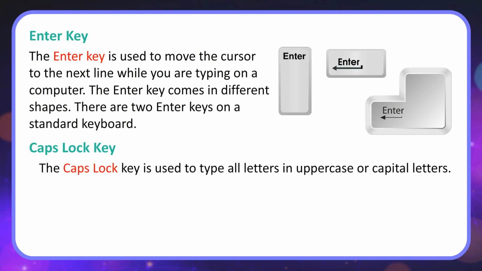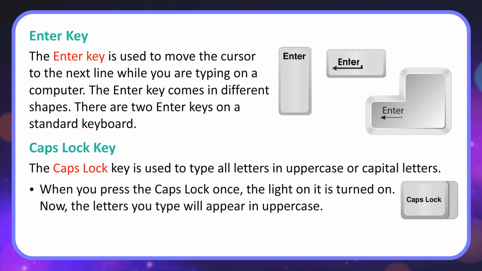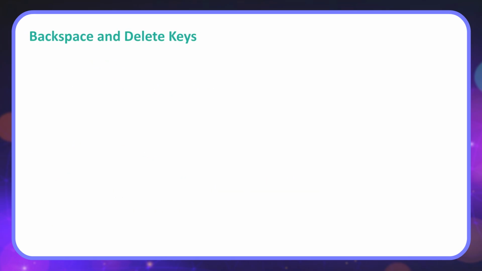Caps lock key. The caps lock key is used to type all letters in uppercase or capital letters. When you press the caps lock once, the light on it is turned on. Now, the letters you type will appear in uppercase. When you press it again, the light is turned off. Now, the letters will appear in lowercase.